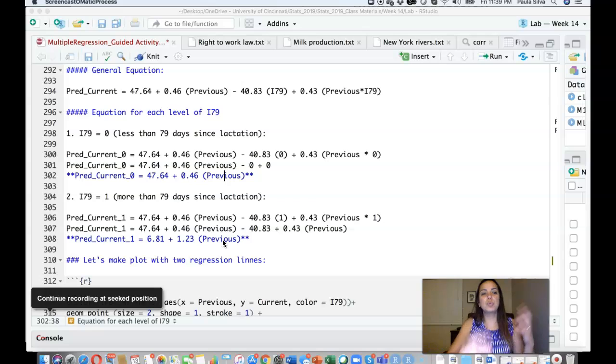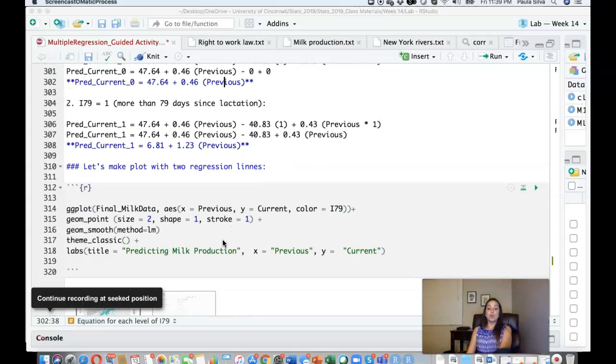All right? So we're saying that what you can expect in terms of current milk production based on previous milk production depends on whether you have young cows, cows that began lactating recently, or cows that have been lactating for a while. So we'll come back to look at plots and play around with making some predictions. I'll see you then.